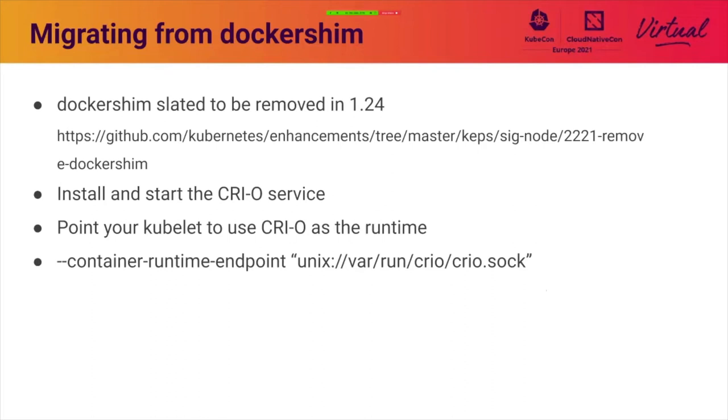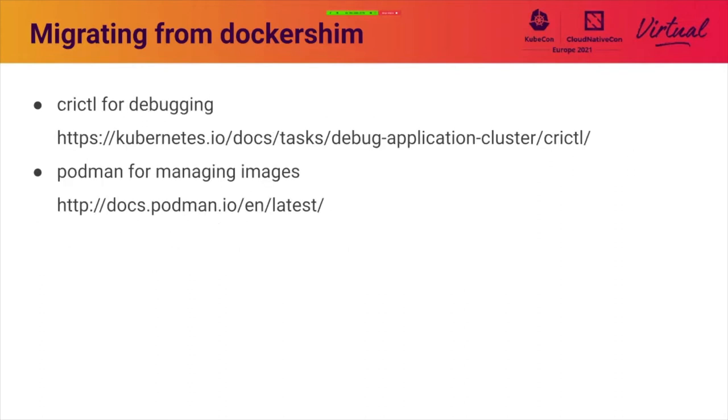The first step is to install and start the CRI-O service on your node. We package CRI-O for several distributions. The second step is to configure the kubelet to point to the CRI-O socket as a container runtime endpoint, and you are all set. Folks are used to the Docker CLI for debugging and building images today.